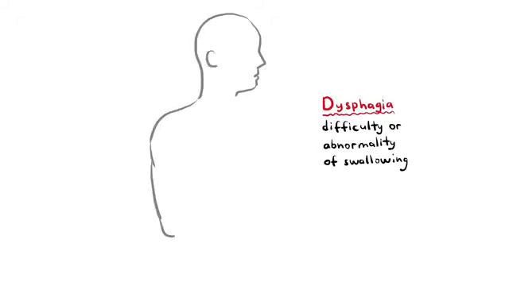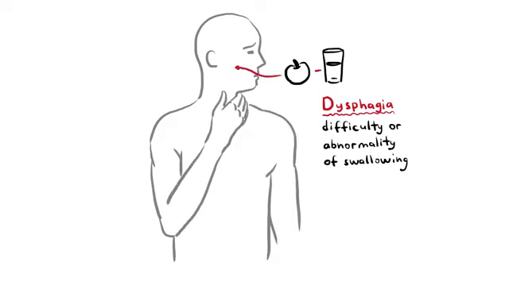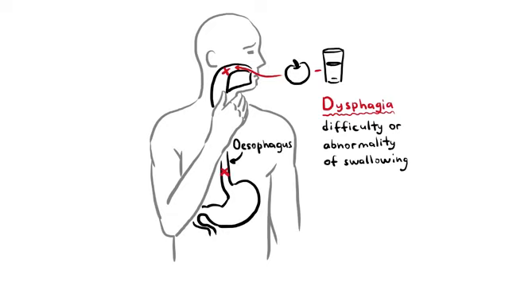Hello, in this video we're going to talk about dysphagia. Dysphagia is the sensation of difficulty or abnormality of swallowing. It is due to a structural or a motility abnormality in the passage of solids or liquids from the mouth to the stomach. It ranges from an inability to initiate the swallowing reflex to foods or liquids being stuck in the esophagus. In contrast, odynophagia is pain with swallowing.